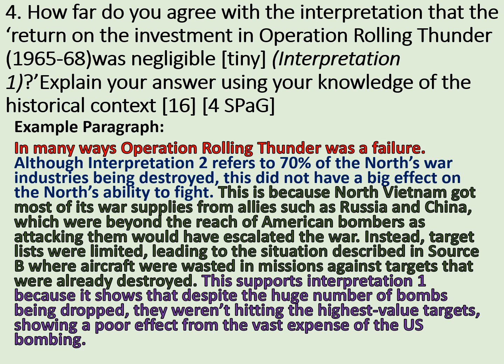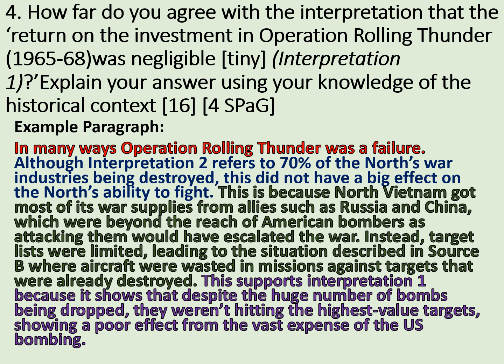Right, there's my further expansion and explanation using the source. Notice this supports interpretation 1 because it shows that despite the huge number of bombs being dropped, they weren't hitting the highest value targets, showing a poor effect for the vast expense of the US bombing. And that's linking it back to the question. Is it supported or does it go against it?